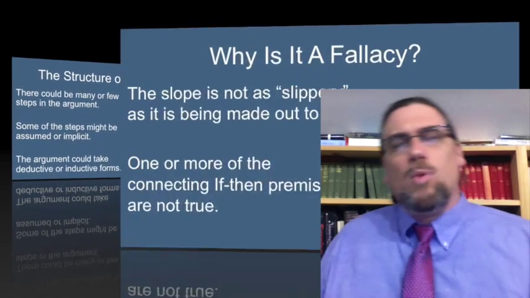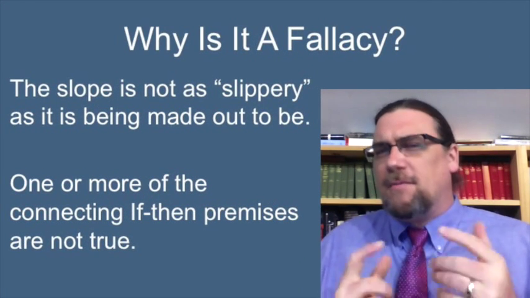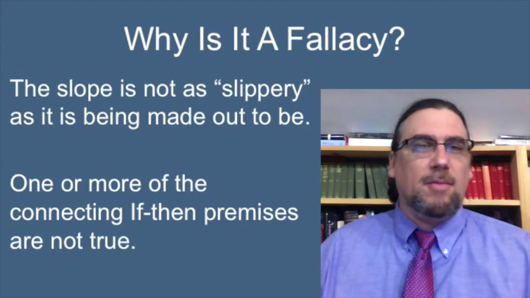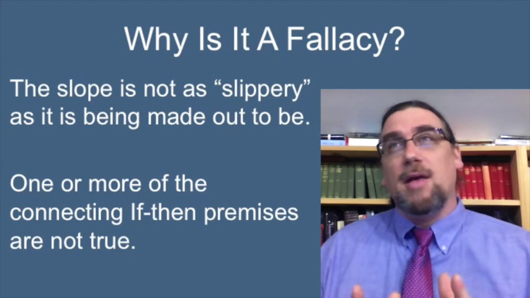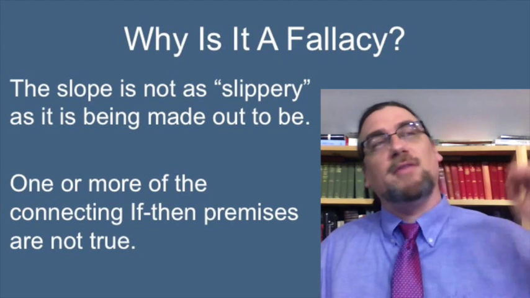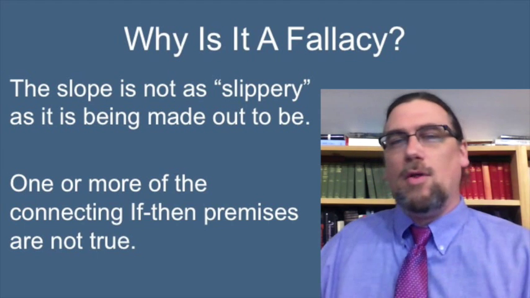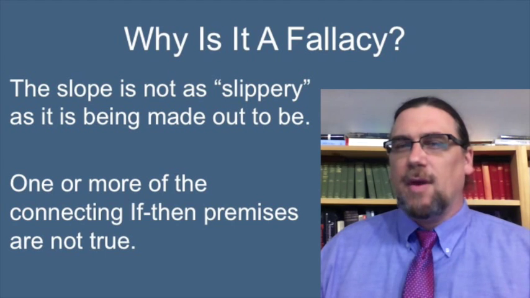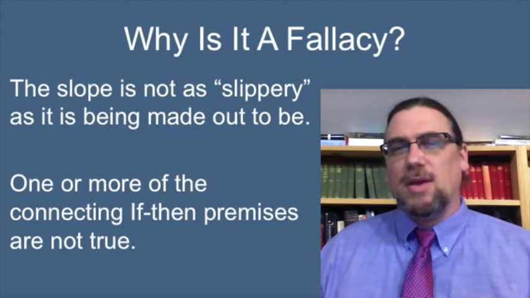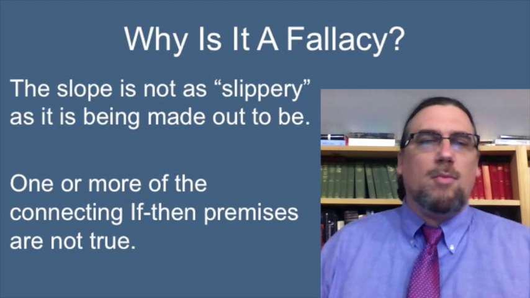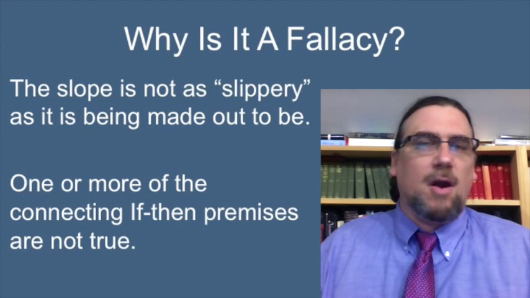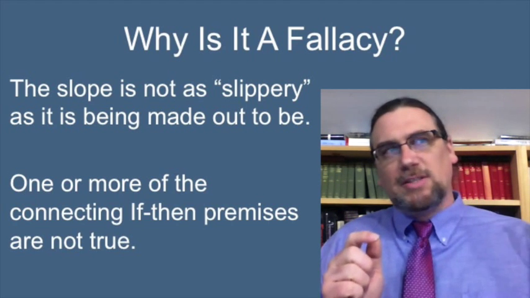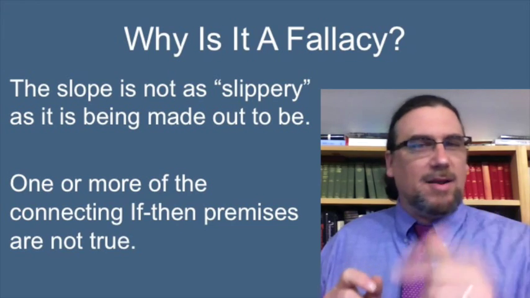Now, why is this a fallacy? It's a fallacy when the slope is not as slippery as it's being made out to be. The metaphor is, imagine that you're at the top of a hill that's covered with ice. You take that first step, you're going all the way down the hill. Now, perhaps that's not the case. If it turns out to not be the case, it's going to be because one or more of the connecting if-then premises are not true. They're not reliable. They're not something that you can say, well, you're going to slide from Y to Z.